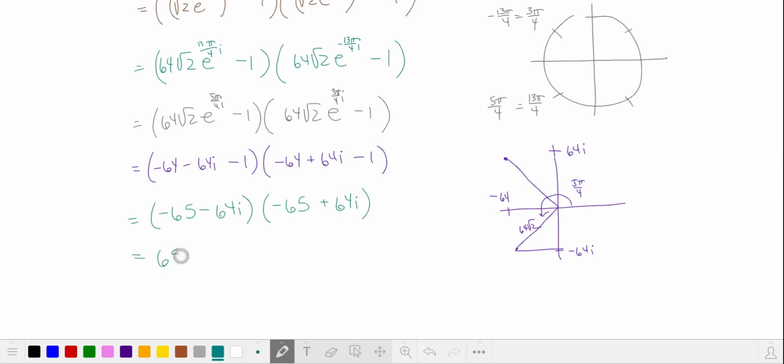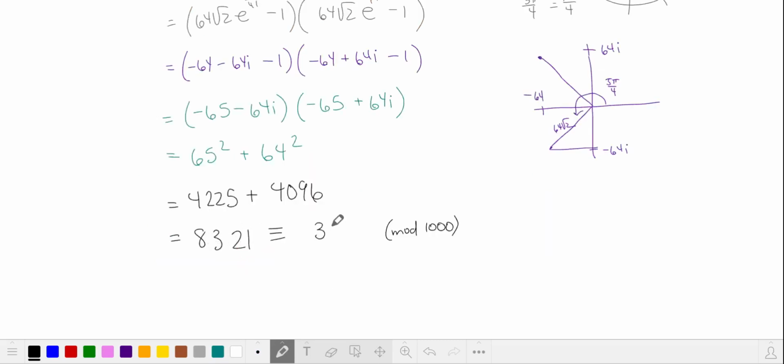This is a difference of squares, so we can write this as the square of 65 plus the square of 64. This is 8321, which is 321 in mod 1000.